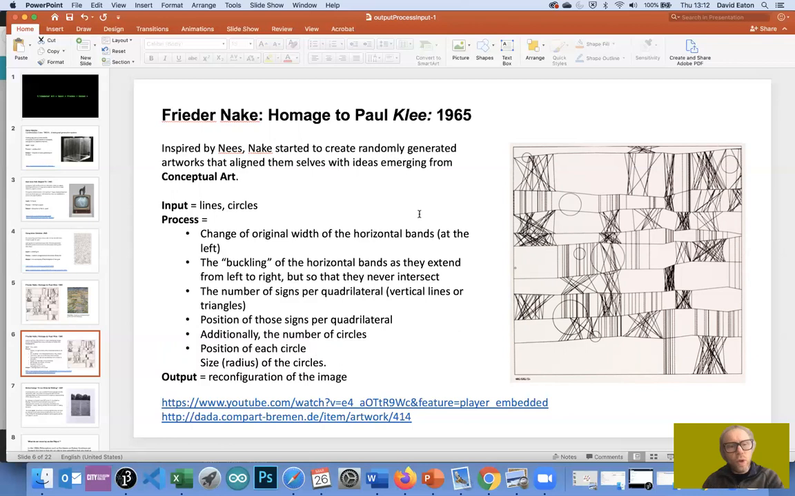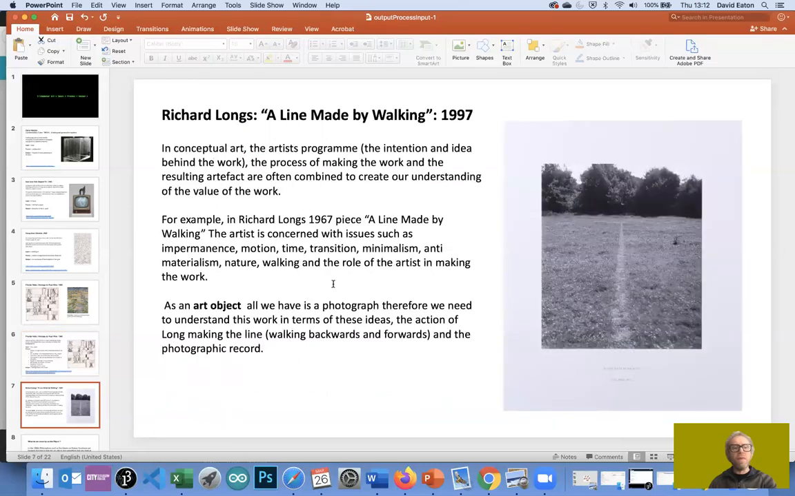So what we need to do is perhaps think about the context of what these artists are working in. And one of them was the way these artists very much thought about their work as conceptual art. So let's take a little look at what we mean by that, and what we mean by conceptual art. In conceptual art, the artist has a program, an intention behind the work.